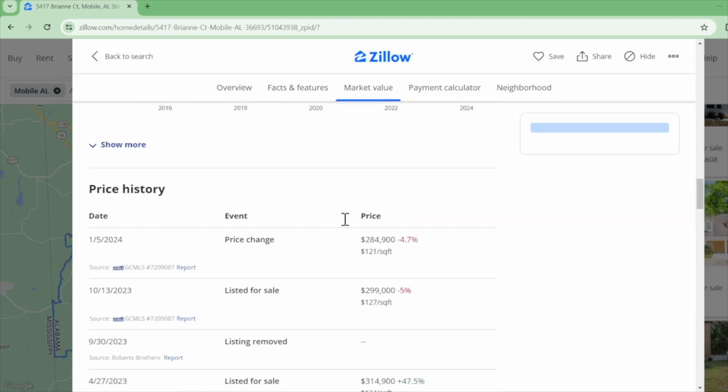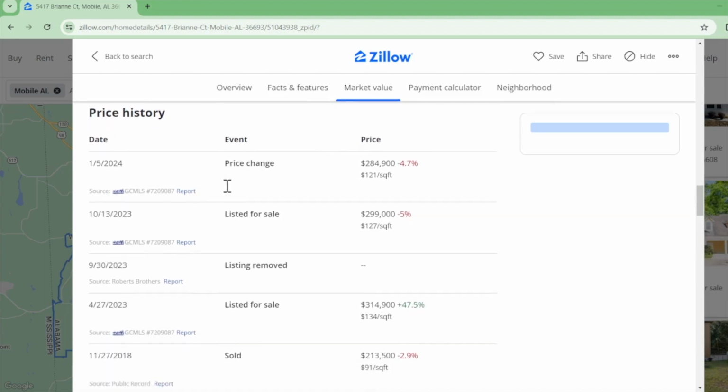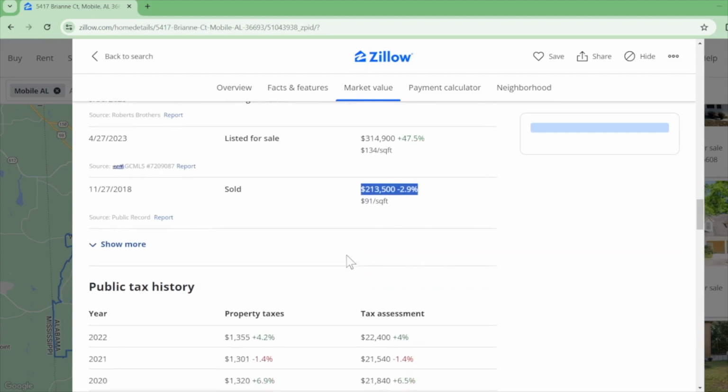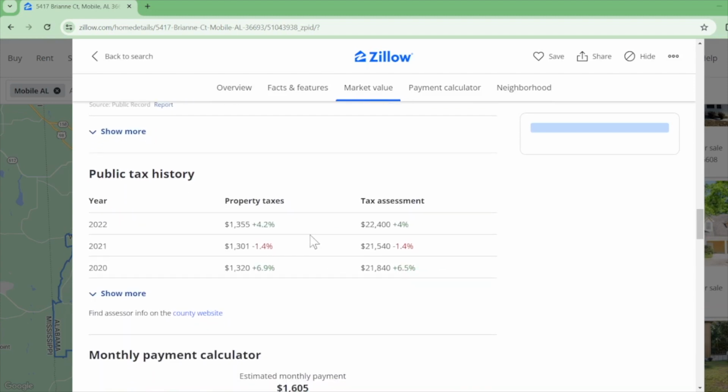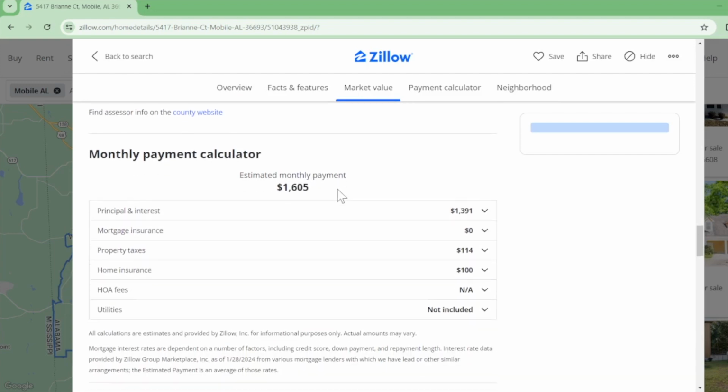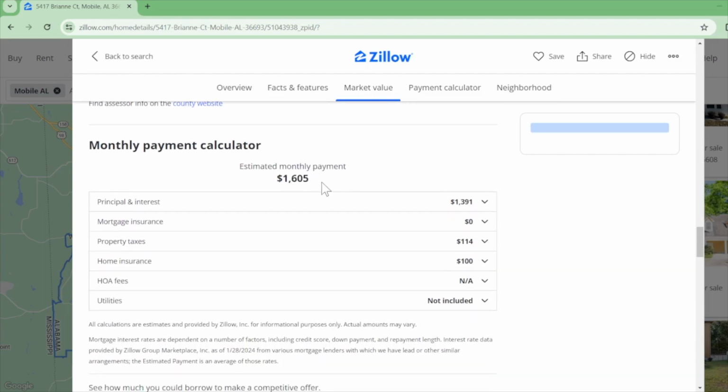You can see what the house sold for. The price history. In 2018, it sold for $213,000. The taxes on this house are only $1,300 a year. That's outstanding. And down here, estimated monthly payment, $1,600 a month. So what do you think?